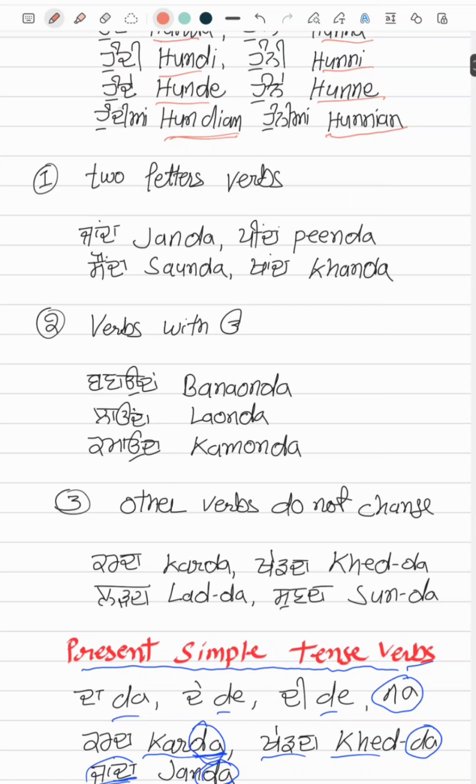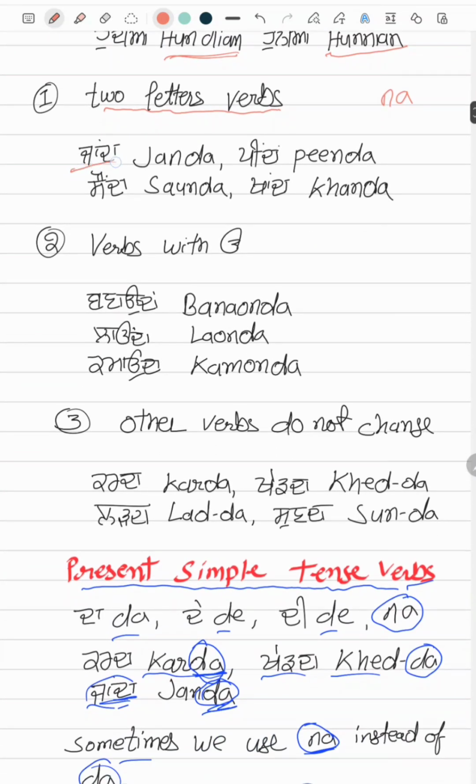I'm giving you an example with this word, like hunda. There would be other verbs as well. If there are two-letter verbs, they are going to be changed with the na sound instead of the da sound. Like this word janda, it's two letters in Gurmukhi, not in English.